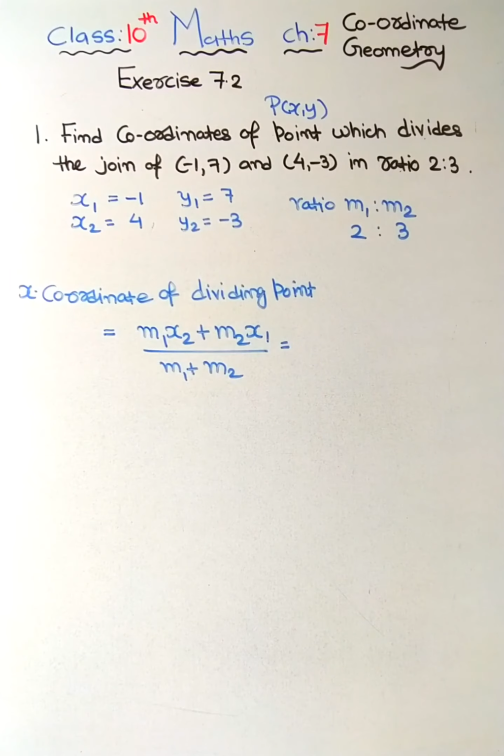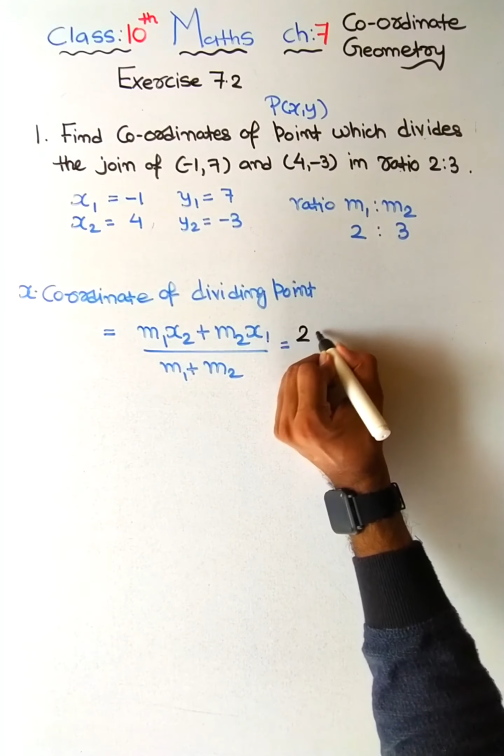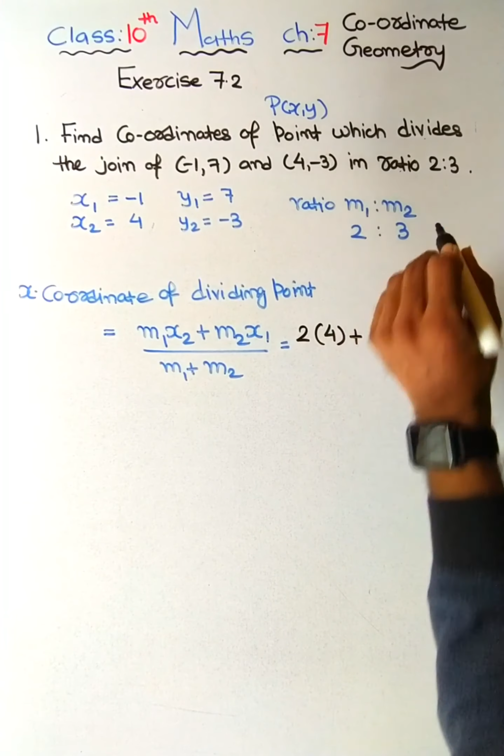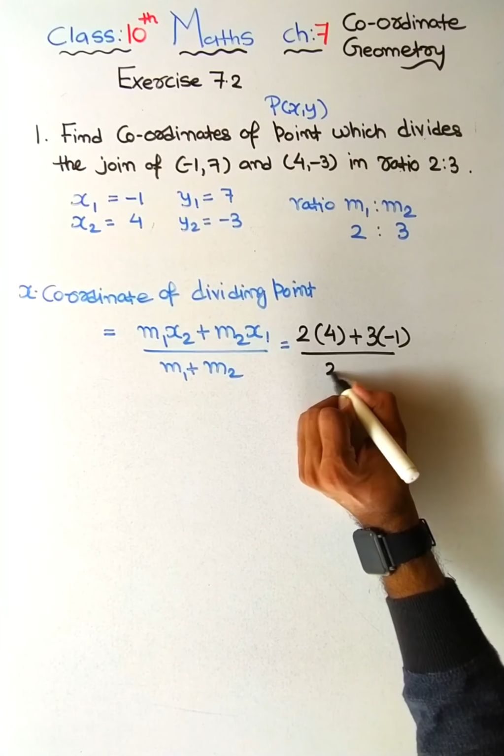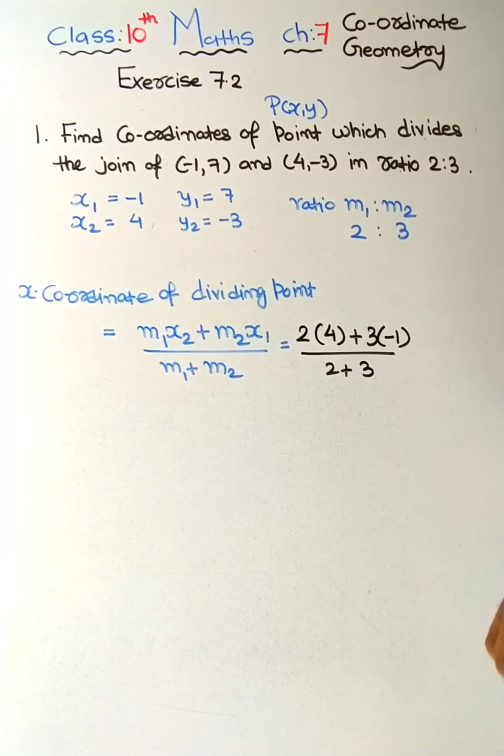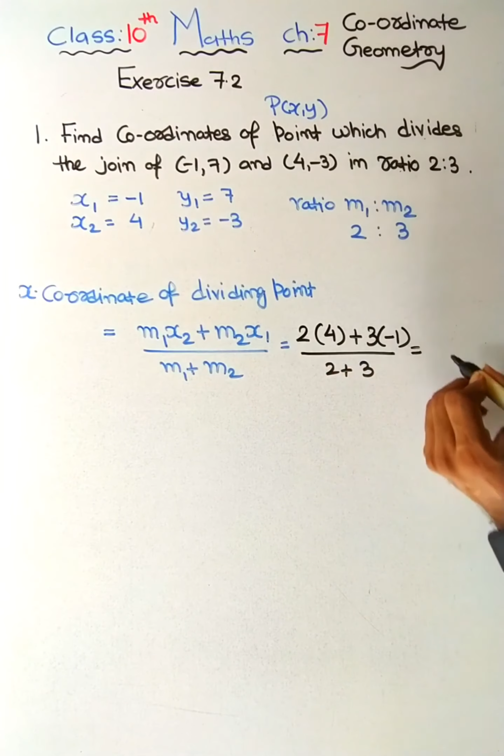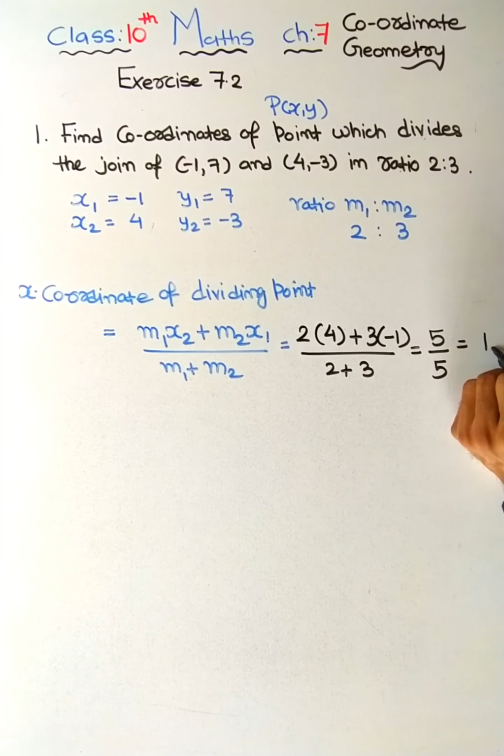Now putting all the values, let us put the values. What is m1? It is 2. x2 is 4, plus m2, 3 into -1, upon 2 plus 3. And how much is that? 2 4s are 8. 8 minus 3 is 5, and 5 upon 5 will be 1. So x coordinate is 1. Same way, let us go for the y coordinate.